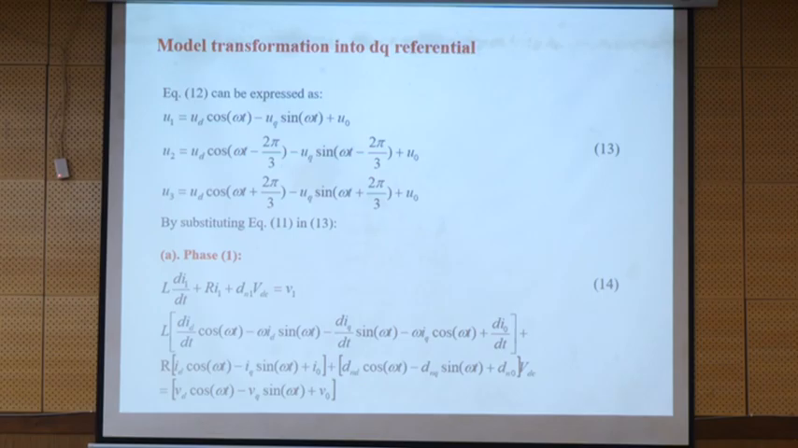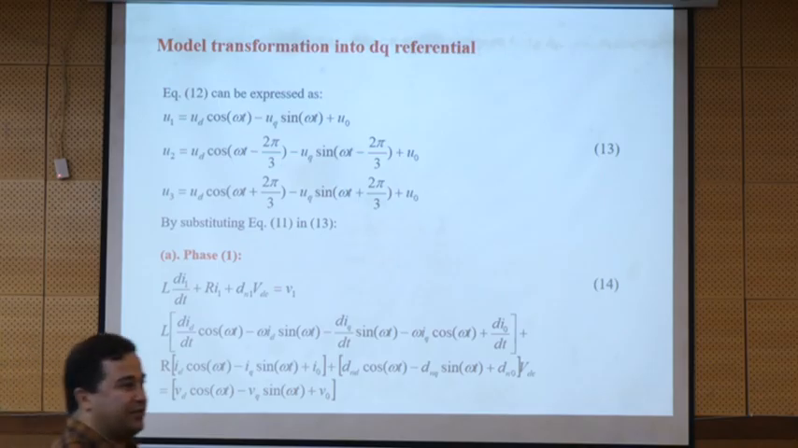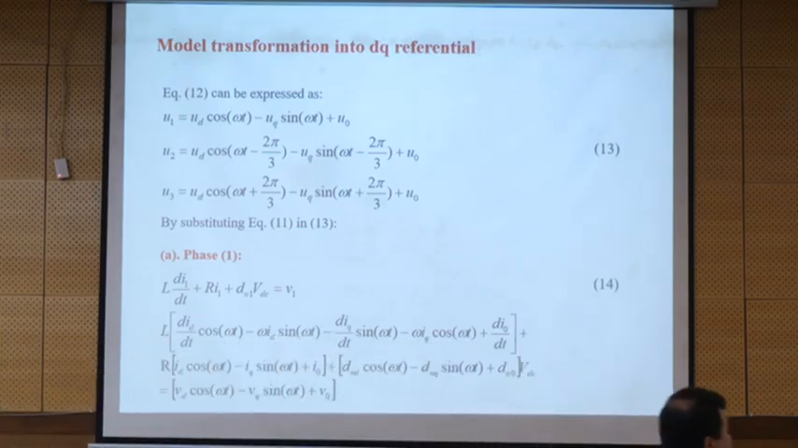Now in phase 1, L di/dt plus Ri plus dn Vdc is equal to V1. So L di/dt: L is constant, and i is id cosine omega t minus iq sine omega t plus I0. Okay? We wrote it based on I. It was U, now it is I.